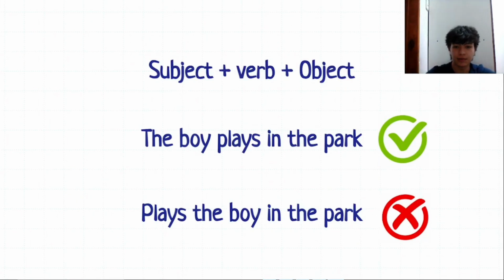In English, the basic word order for a sentence is subject plus verb plus object. In this case, we say "the boy plays in the park." First the subject, then the verb, and finally the object. For example, if we change the order and say "place the boy in the park," even though the words are correct, the sentence sounds strange or wrong. That's because we broke the rules of English syntax.